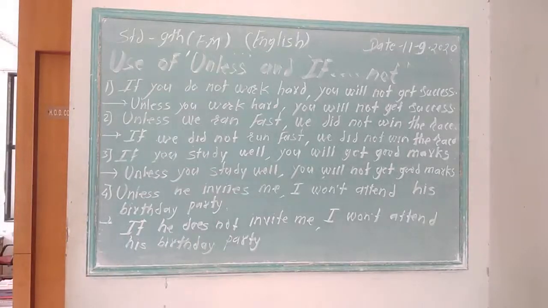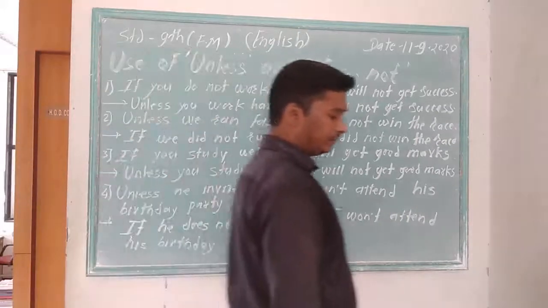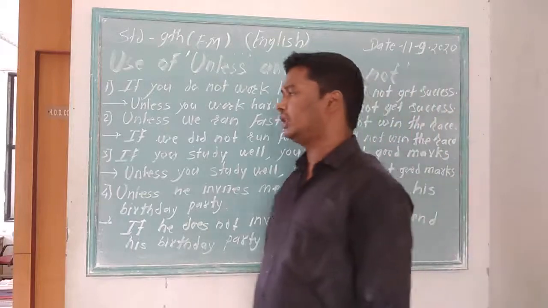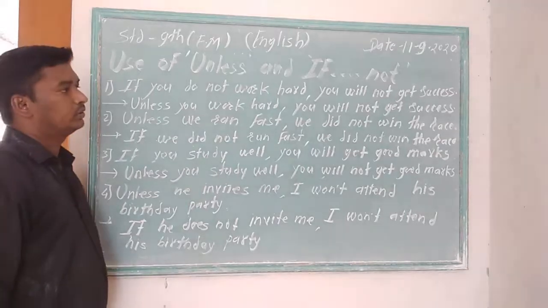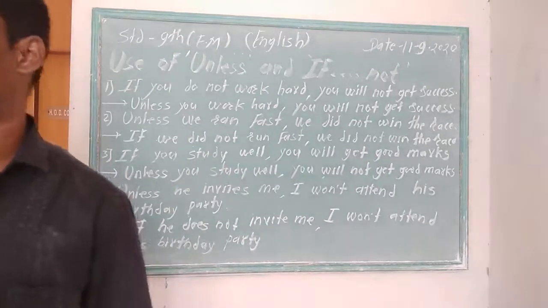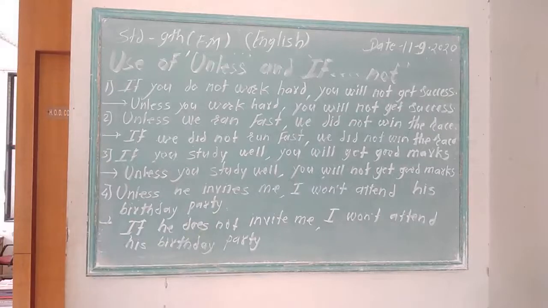If the given sentence has if, put if into single inverted commas, then replace it with unless, putting unless into single inverted commas, and remove the negative form in the given clause. Full stop.